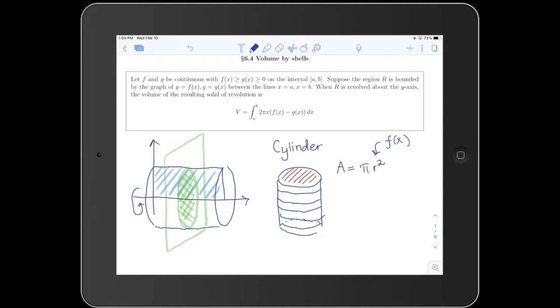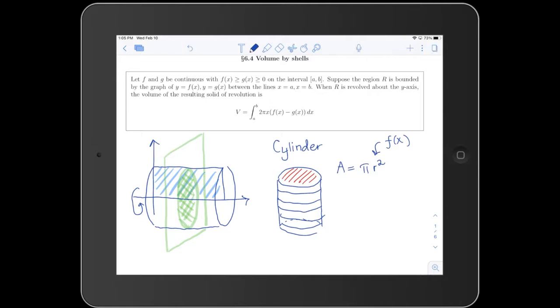Now, if you have a washer method, that means we have a hole in the middle, but the idea is exactly the same. Now, what about the shell method? Let's just take a look at this cylinder. I want you guys to understand the major difference.